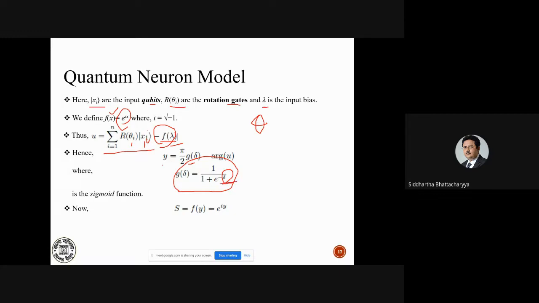Then you get the final output over here. Similarly, instead of expressing any complex number in this particular form, you are also expressing y in the case of this f(y), which is actually e to the power iy. Then you go for some quantum measurement, like this QM, to get the classical outputs.